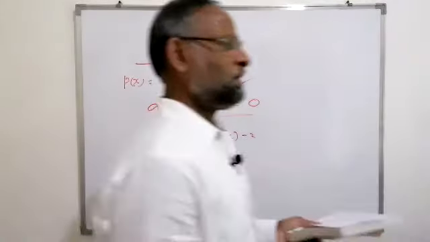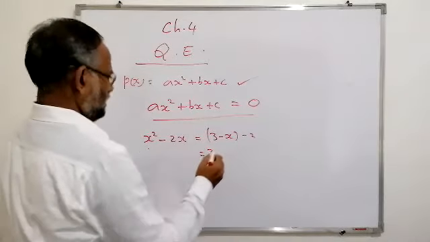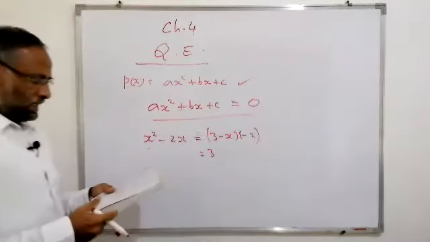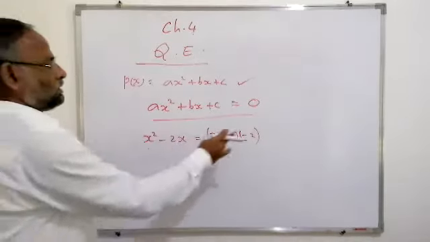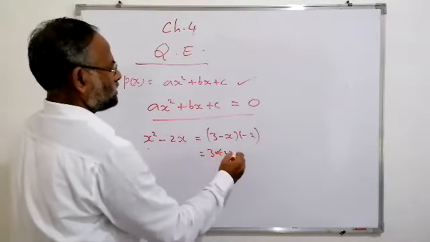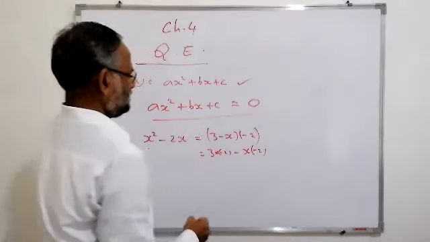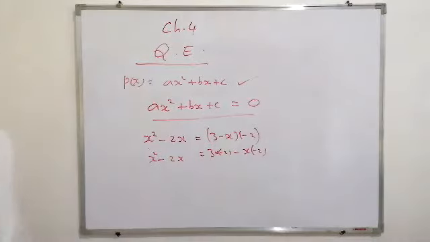Okay, open the bracket. Here multiplication is there: 3 minus x into minus 2. You can open the bracket: 3 into minus 2 minus x into minus 2. That is x square minus 2x. Now check whether it is a quadratic equation or not.